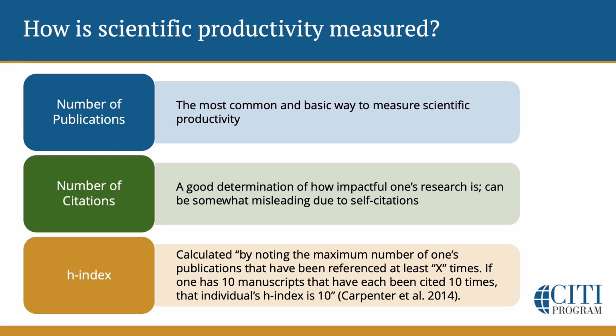So how do we actually measure scientific productivity through publications? Well, the first one is really the most obvious one in that we can simply measure the number of publications that an author has produced. Another good way is the number of citations. So this is a little bit more informative because it tells us how impactful an individual's research is. But this can be somewhat misleading if there are several self-citations.